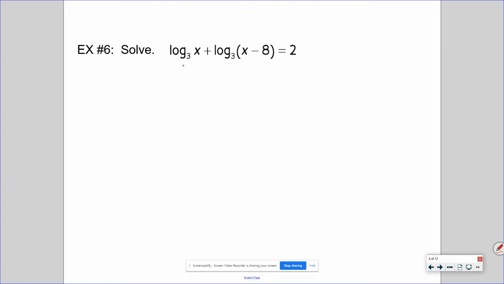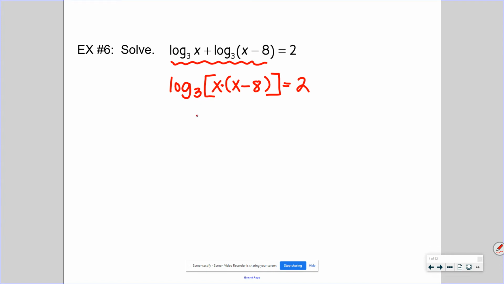Okay, let's do one more like that. So again, I'm going to start here on the left and I'm going to rewrite this as a single logarithm. So that's going to look like x times x minus 8. By the way, I know it's multiplication here because of the plus sign. Now this time I don't have a log on both sides.